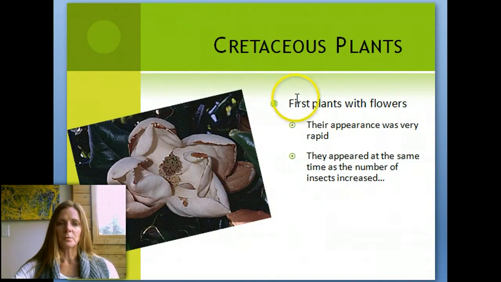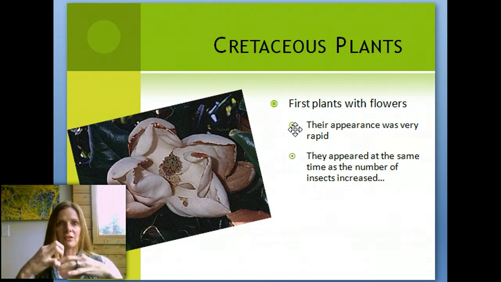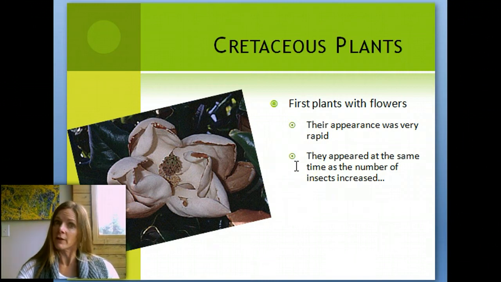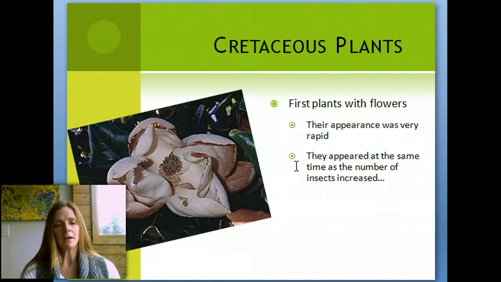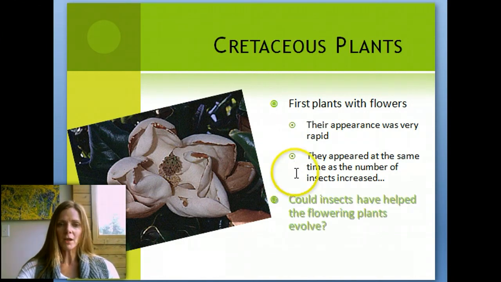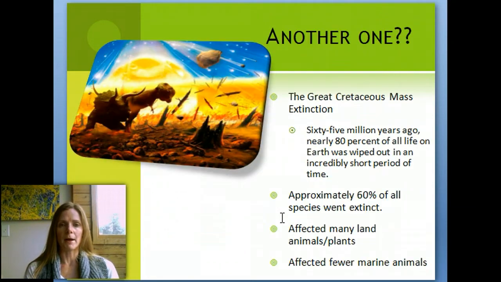So some of the Cretaceous plants were, again, like we talked about, the flowered plants. The rapid appearance was just huge. It was like this explosion of flowering plants. They appeared about the same time as the number of insects increased. Go figure. Pollination, more plants, flowering plants. So, kind of makes sense. So, could insects have helped the flowering plants evolve? Absolutely. I mean, insects are one of the main ways that flowering plants are pollinated. So, kind of a cool little thing to think about.